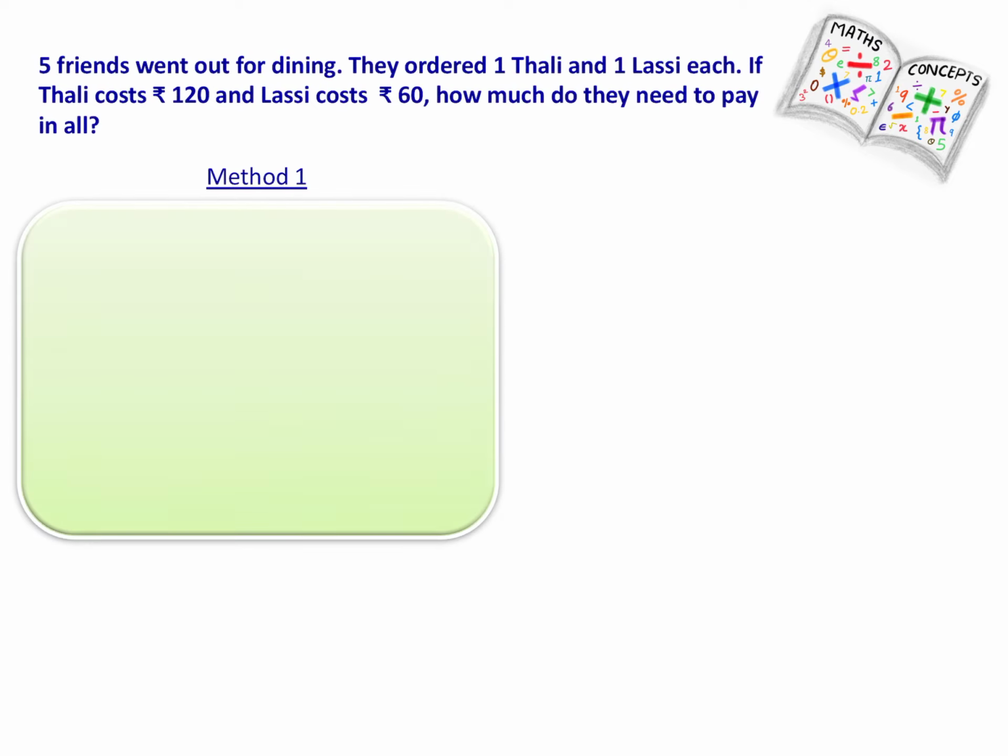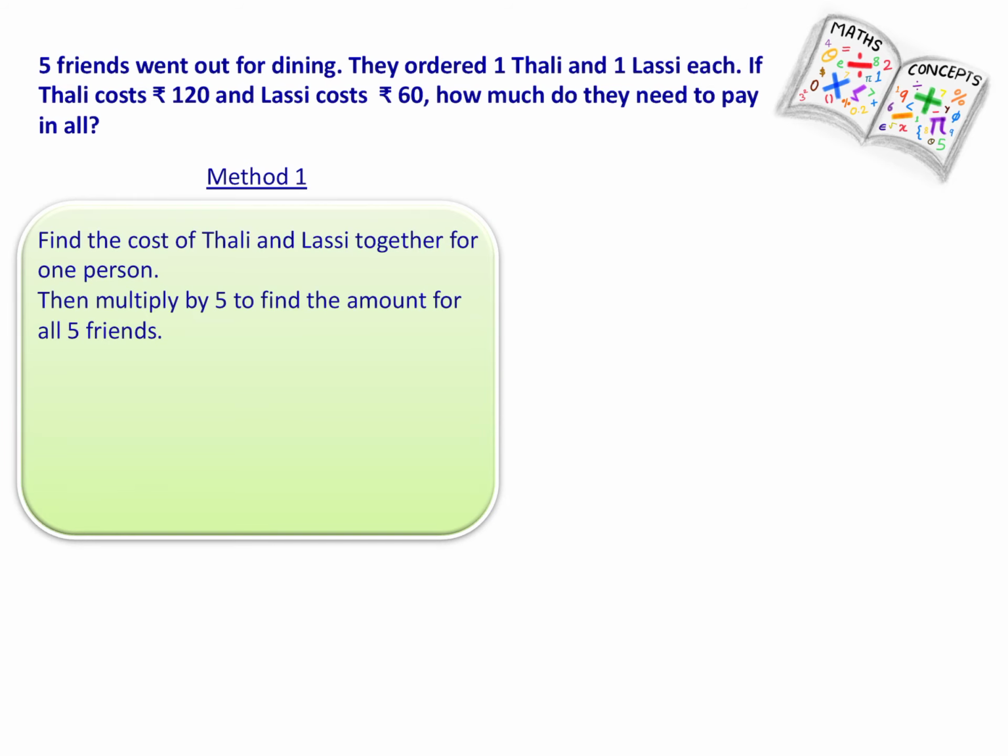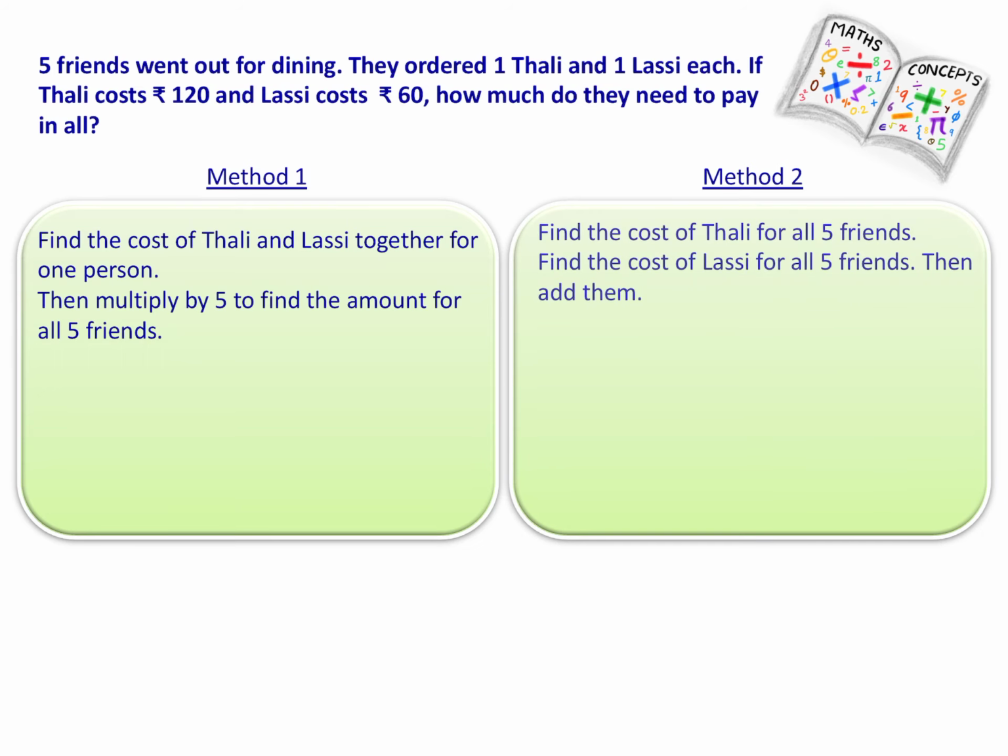First way, we add the cost of lassi and thali together for one person and then we multiply it by 5 to get the amount that needs to be paid by 5 friends. And in second method, we find the cost of thali for 5 friends, then cost of lassi for 5 friends and then add them together.